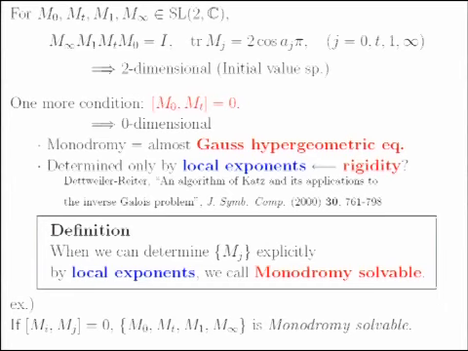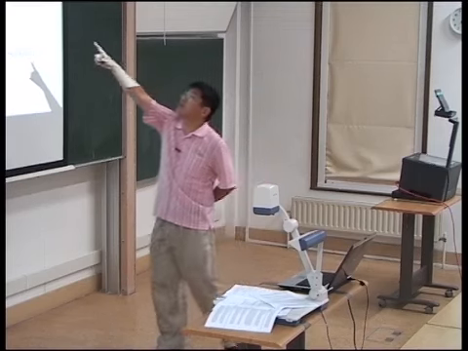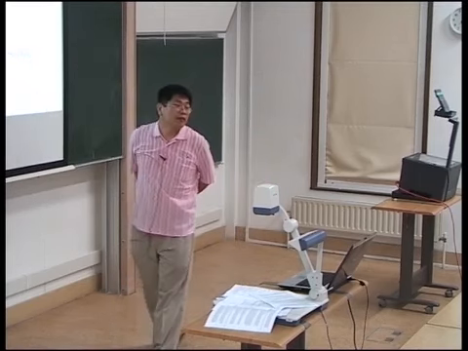If we have generic matrices M infinity, M1, M0, then we have two-dimensional spaces, a Greek cubic. But if you add one more condition, that M0 and M2 commute, then it becomes zero-dimensional. The monodromy data is almost hypergeometric, and also determined only by local exponents. I think it's related to rigidity.